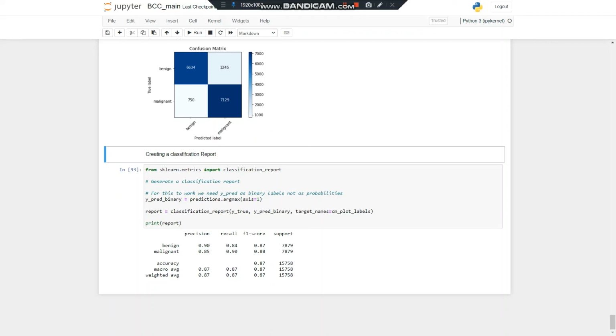Precision can be calculated as true positive divided by true positive plus false positive. Recall can be calculated as true positive divided by true positive plus false negative. And F1 score is the harmonic mean of both precision and recall.